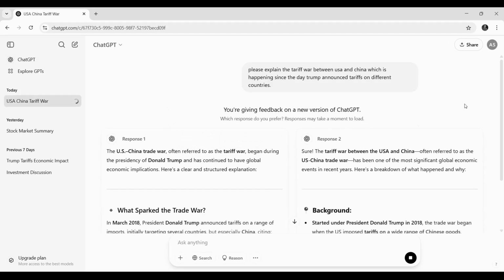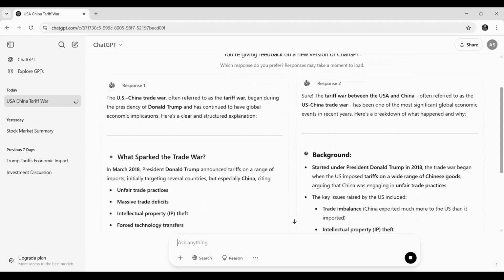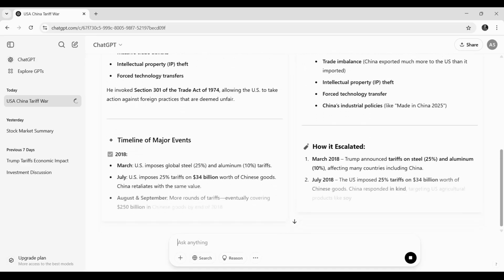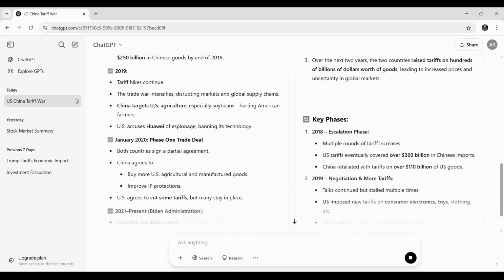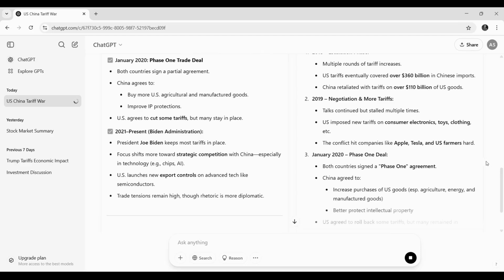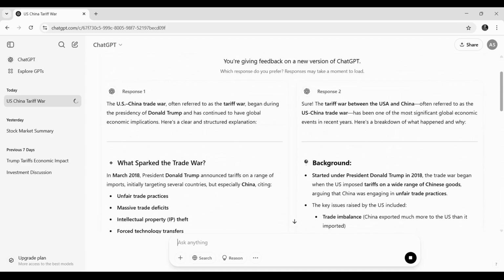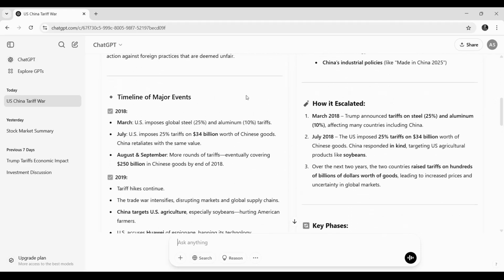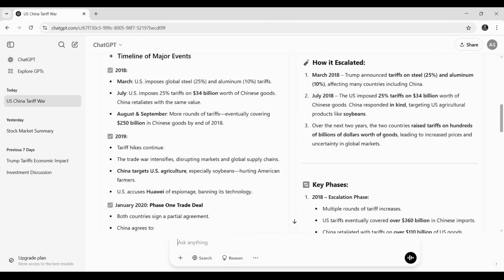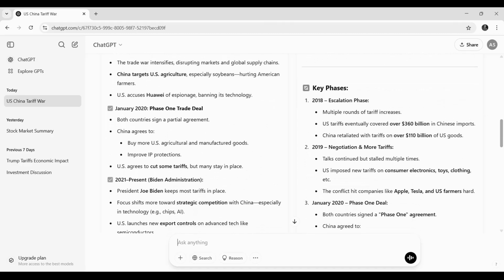So okay, it has given me two responses and it is asking me which one to select. Before moving to the topic, you can give feedback to ChatGPT if something like this happens with you as well. In response number one, it is telling me what is happening, the reasons. It is giving me the form of questions, like what sparked the trade war, then background, timeline of major events, how it escalated. So basically the same information, but in a different format.